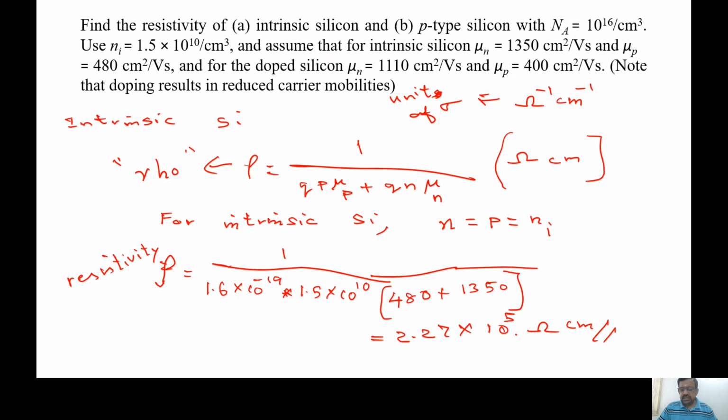Now look at the value of the resistivity. It is pretty high, it is not small. Now with the doping, what happens? That is an interesting case. We'll see that.